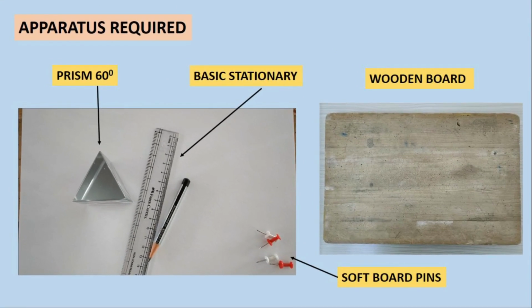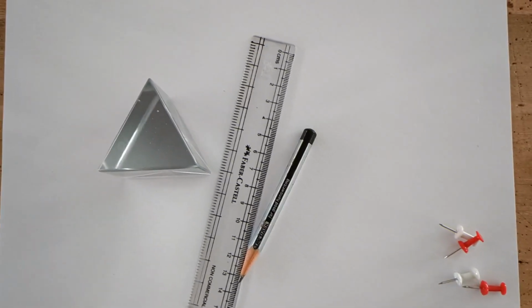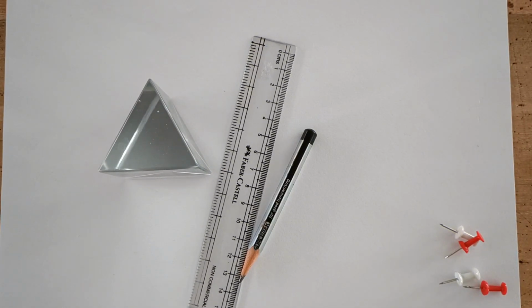Hello everyone. In this video we will measure the angle of deviation of a light ray incident normally on the surface of an equilateral prism. We will also look at this practical with respect to total internal reflection. This is a standard 10 board practical.